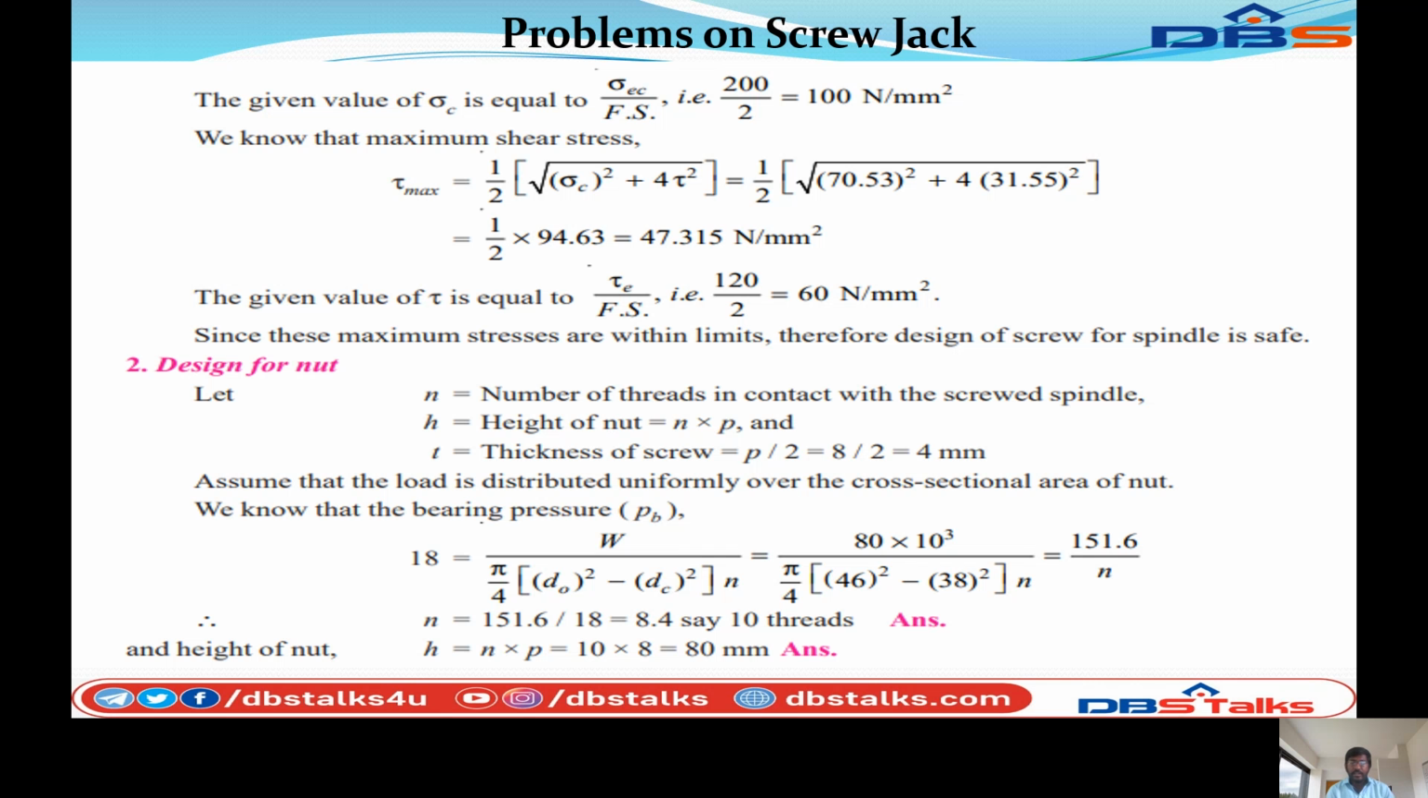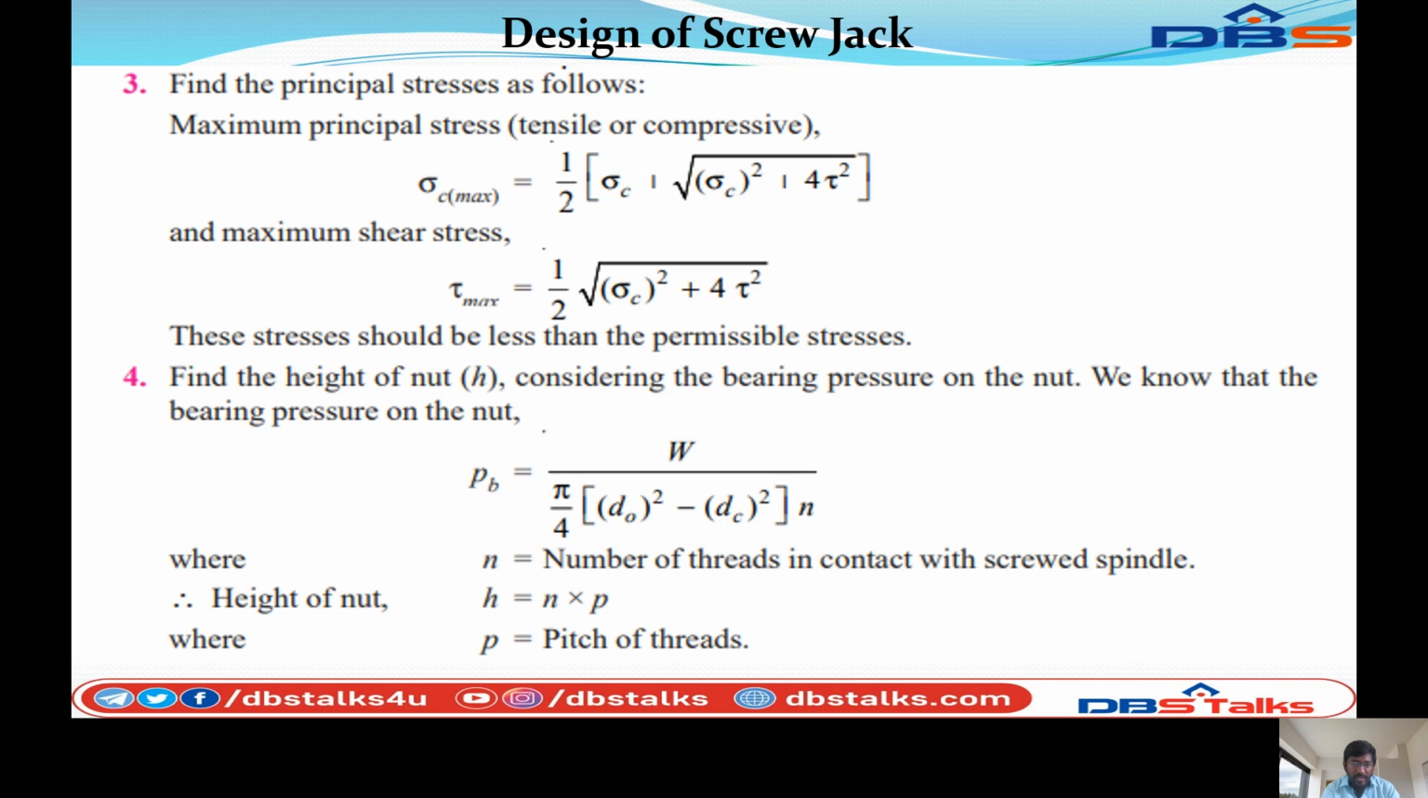So assuming that the load is distributed uniformly over the cross sectional area of the nut, we know that the bearing pressure PB equal to W by pi by 4 into d naught square minus dc square. This formula is also given in the design procedure. So PB equal to W by pi by 4 into d naught square minus dc square into n. So this is the height of the nut. We can design the nut.